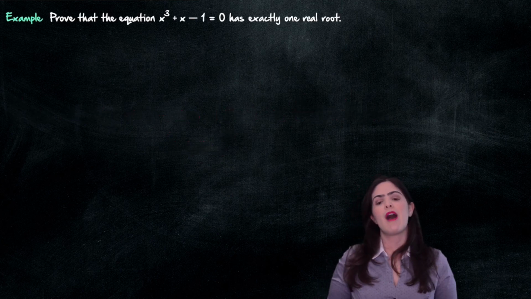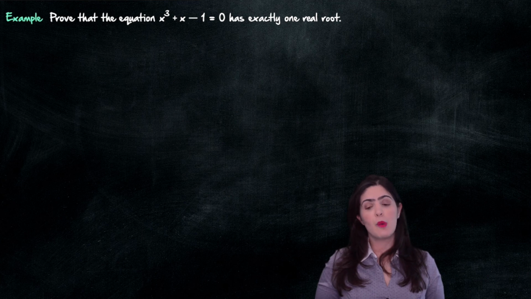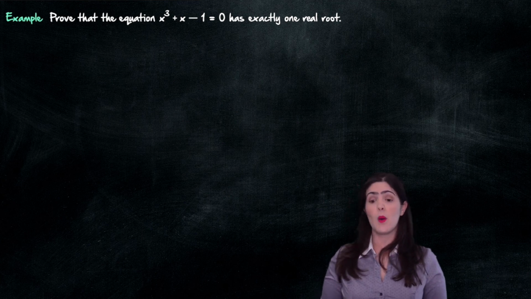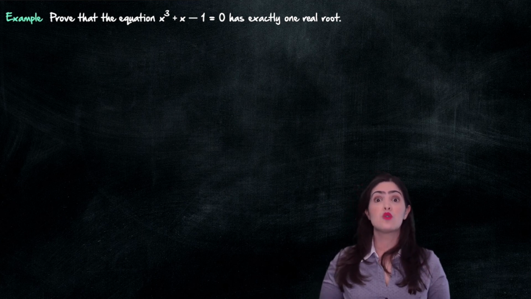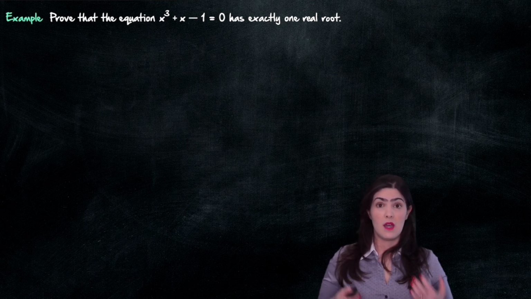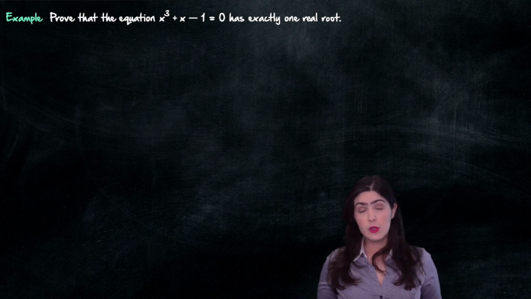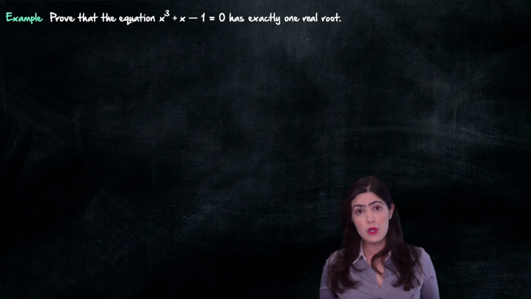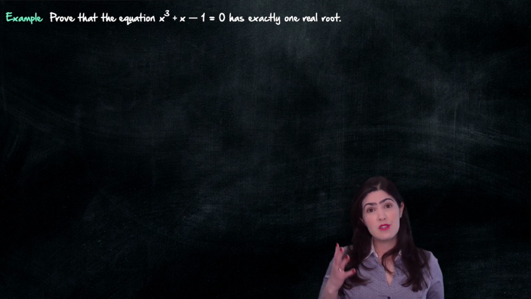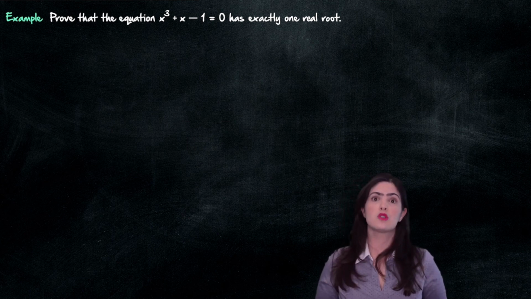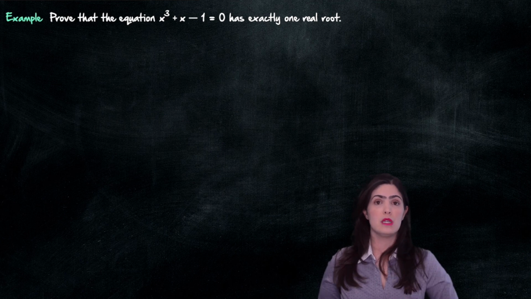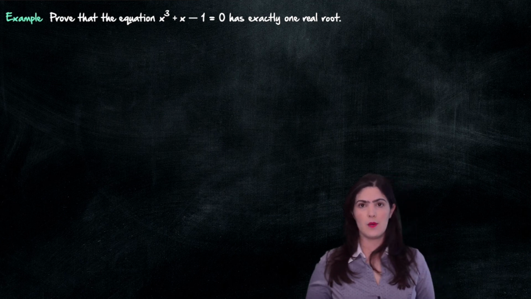So we're going to prove that the equation x cubed plus x minus 1 equals 0 has exactly one real root. As a complex polynomial, it has three complex roots, but if we stick to real solutions, we only have one real root. So how can we do this?